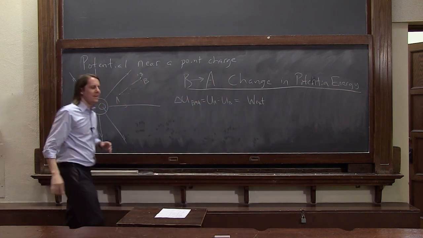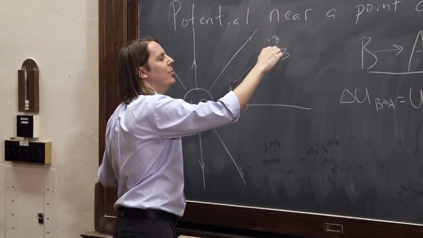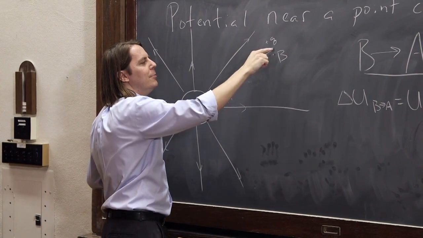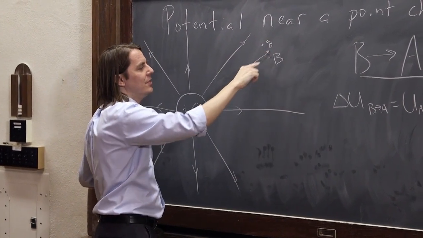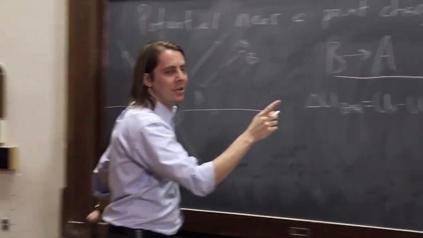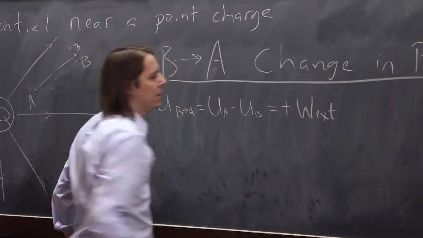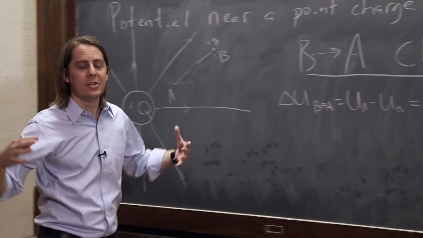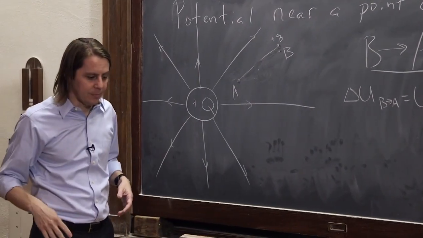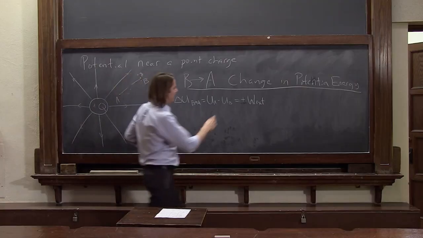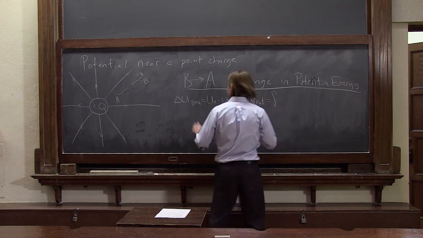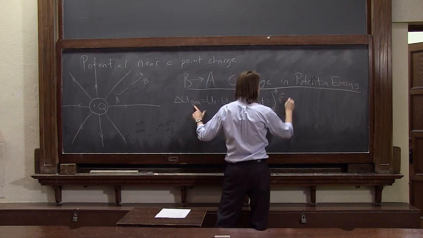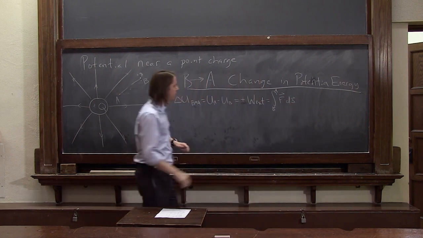The agent that does external work has to push with an equal force to the electrostatic force and just a little bit more to make it move. But since it's an external agent doing work, the change in potential is positive. Before we had a negative here. Now it's positive because it's not the system doing the work. External agent does work. That increases the energy. Okay? So that's equal then to what? The integral from, in this case, B to A of F dot ds.